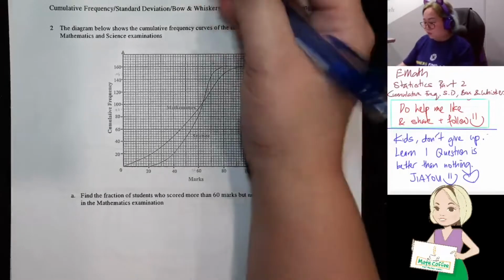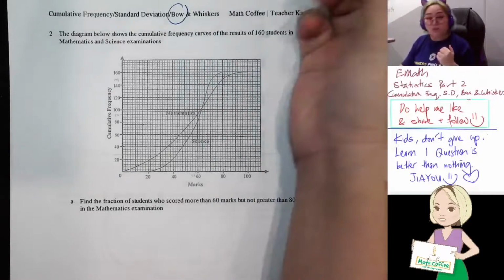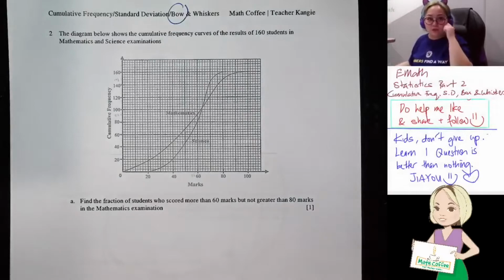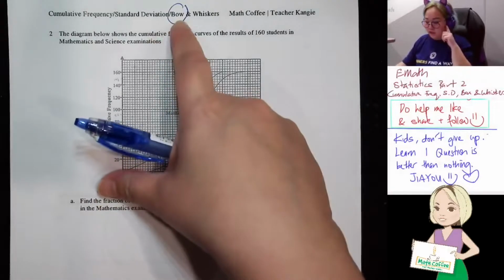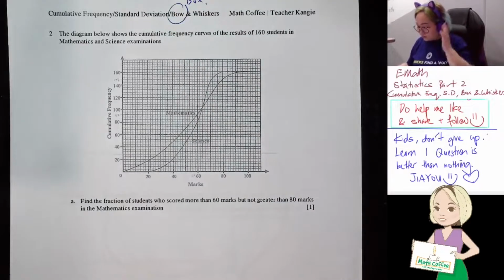Wow, I realized that this one is spelled wrongly. March. Can you also take note that all the worksheets have changed? This is not bowl, it's box and whisker.